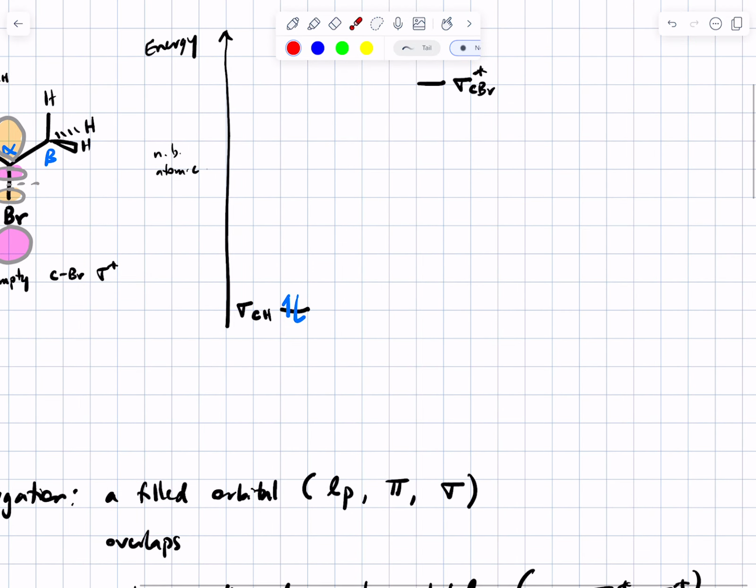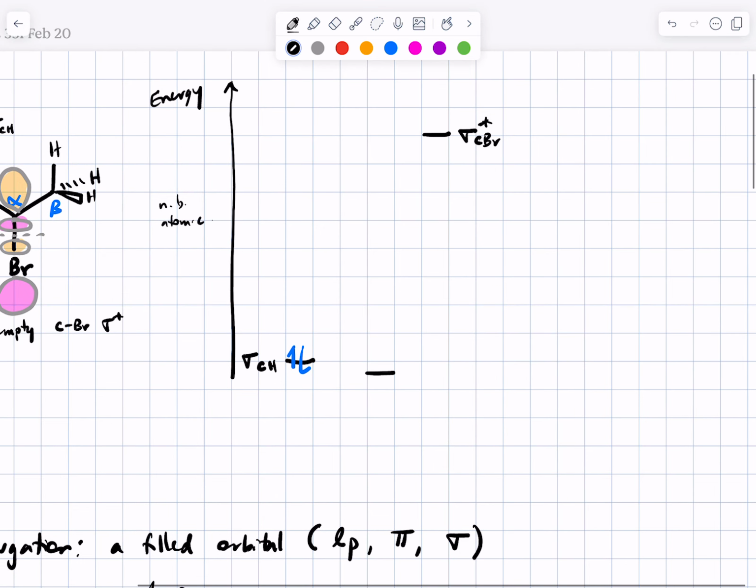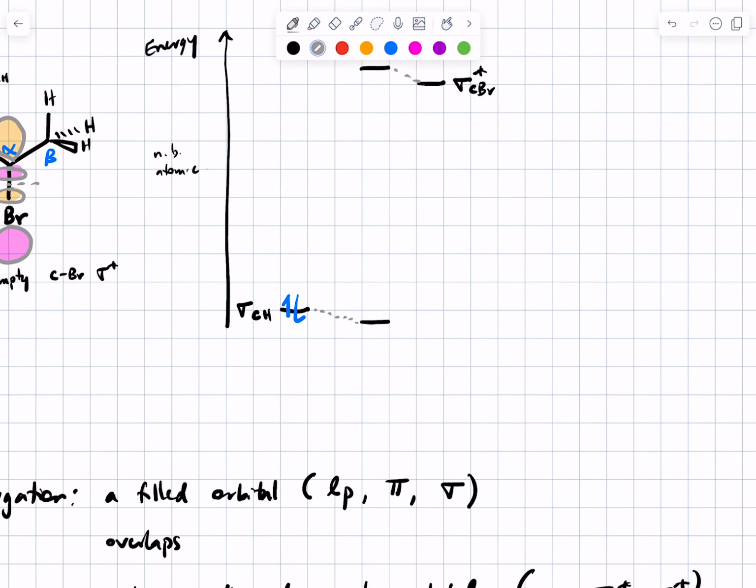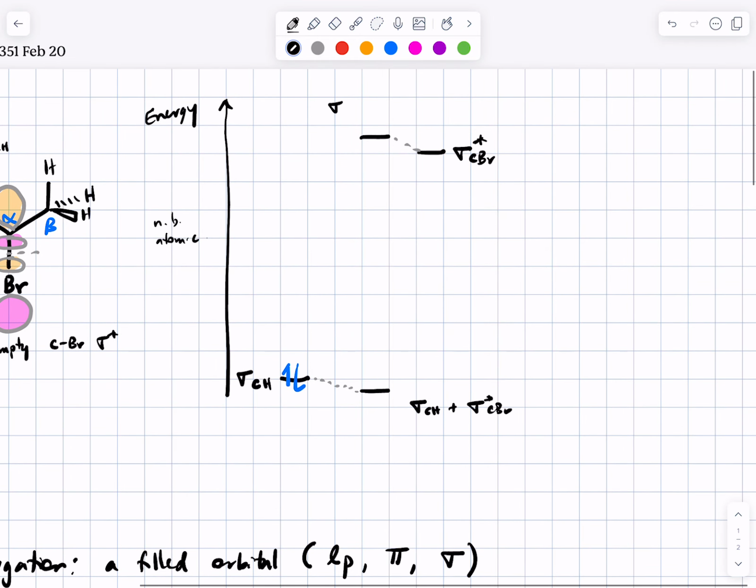So what I'm saying is when we mix the two orbitals together, we're going to get one that's modestly lower in energy than the bonding orbital, and then we're going to get a second that's modestly higher in energy than the antibonding orbital. I'll use a dotted line to communicate what's happening here. All right, this is going to be the plus combination, the sigma CH plus the sigma star CBr. This is going to be the minus combination, the sigma CH minus the sigma star CBr.